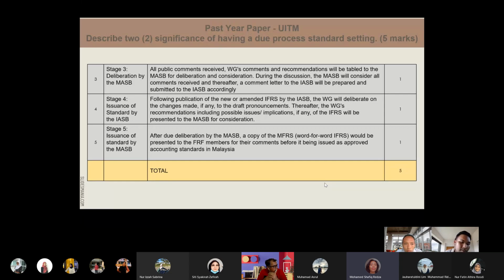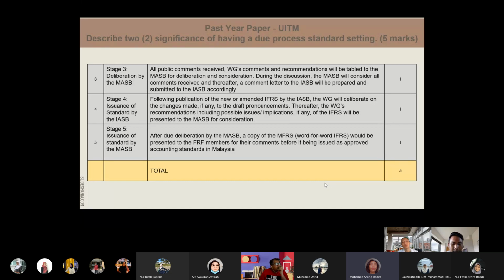And the next main point is issuance of standard by the IASB. The explanation is, following publication of the new or amended IFRS by the IASB, the WG will deliberate on the changes made, if any, to the draft pronouncement. Thereafter, the WG recommendation, including possible issues or implications, if any, of the IFRS will be presented to the MASB for consideration.